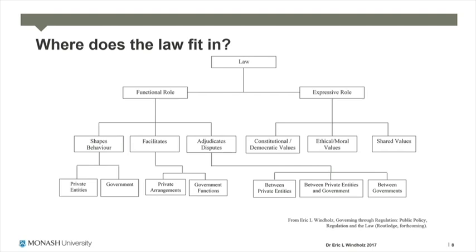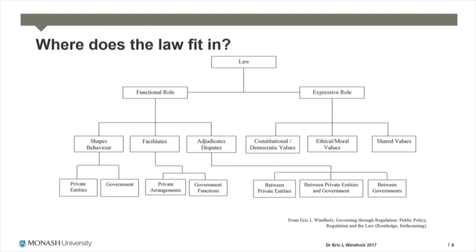The functional role has three dimensions. First, the law shapes behaviour by permitting or encouraging some conduct and preventing or sanctioning other conduct. Examples include criminal and tort law. Second, the law facilitates certain behaviours, including both private arrangements and government functions, as well as its own functioning and administration. Contract law, property rights, and administrative law are examples of this second type.